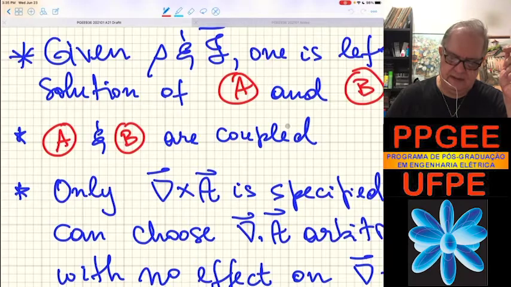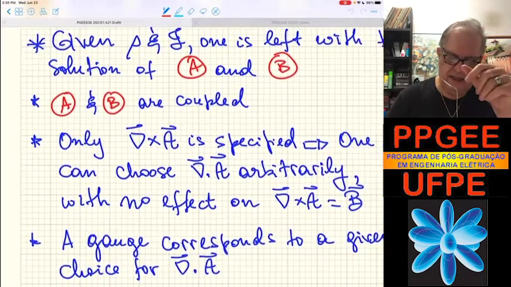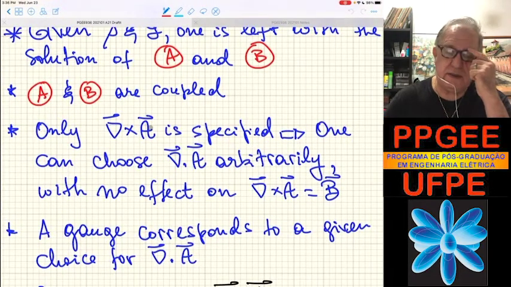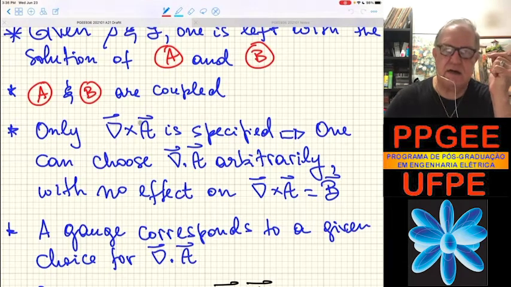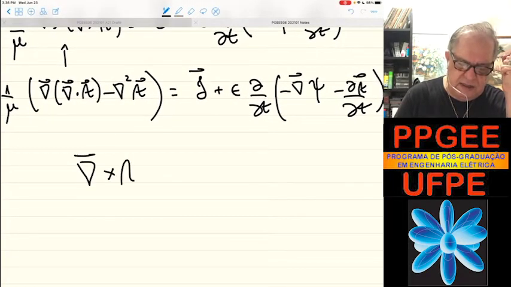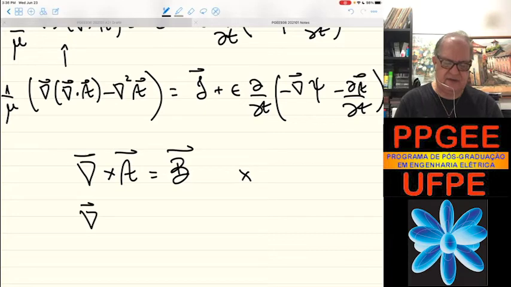So we have some freedom of choice to decouple these equations. We notice that one of the quantities, which is the vector potential, has a curl that is tied to the B field, right? I cannot change the curl of A equals B. It has to be tied to B, right? There's no way to change this equation. I cannot change that. But I can specify the divergence of A. It can be arbitrary.